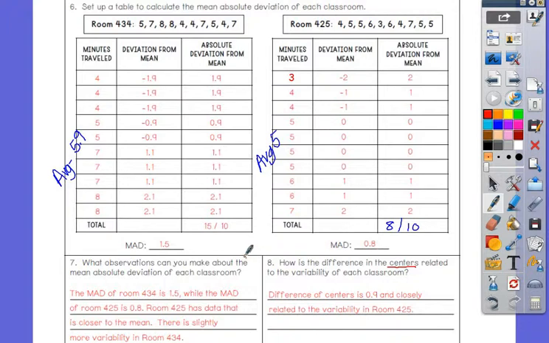Alright, you're going to work on homework 5. I'm going to be checking that tomorrow. And don't forget that your GeoPacket 2 is going to be due Friday.